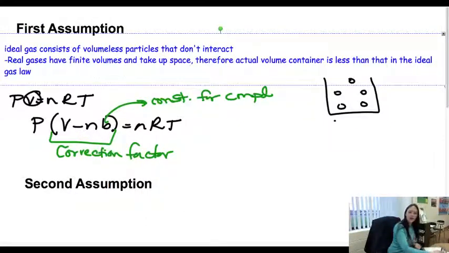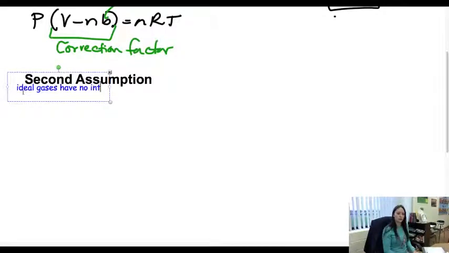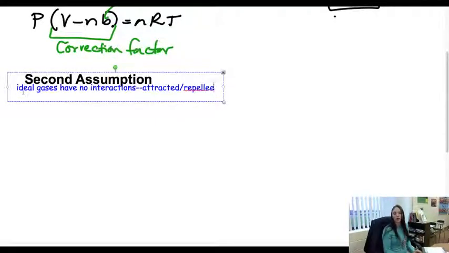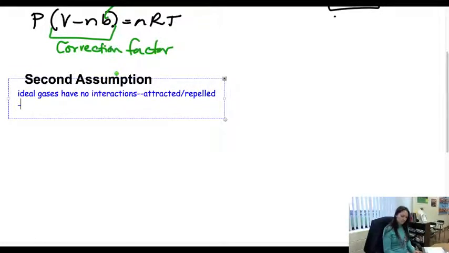Now the second assumption that we're going to look at deals with that in an ideal gas, they don't have any interaction, meaning they are not attracted to one another and they aren't repelled from one another. Well, what I do know about an actual gas, or a real gas, is that they do. So real gas particles are attracted to each other.